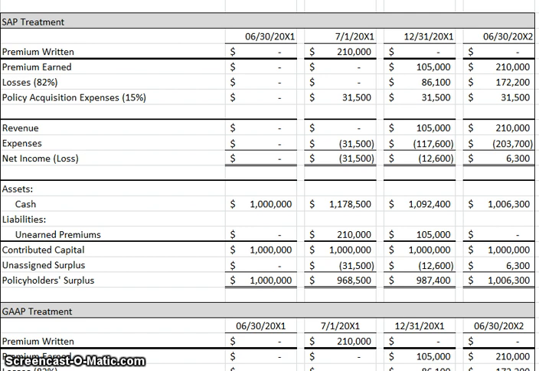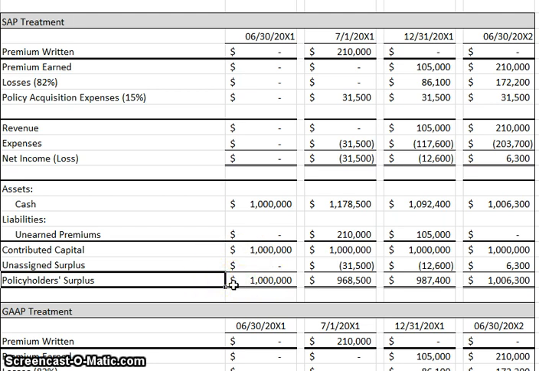Let's take a look at how one difference, the recognition of policy acquisition costs, shows up on an insurer's balance sheet. I've reproduced the table included in your textbook so we can walk through this together. This sample insurer incorporated on June 30th with $1 million in cash, with no liabilities, and a total policyholders surplus of $1 million.